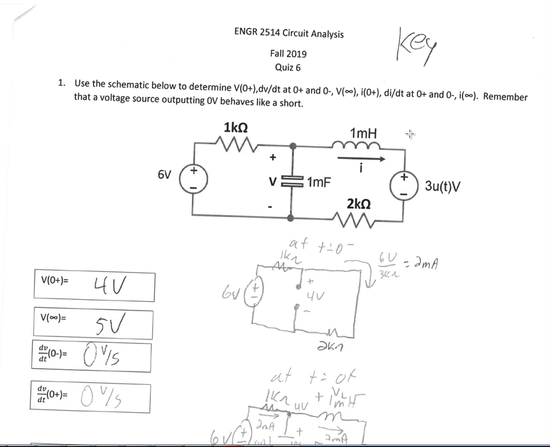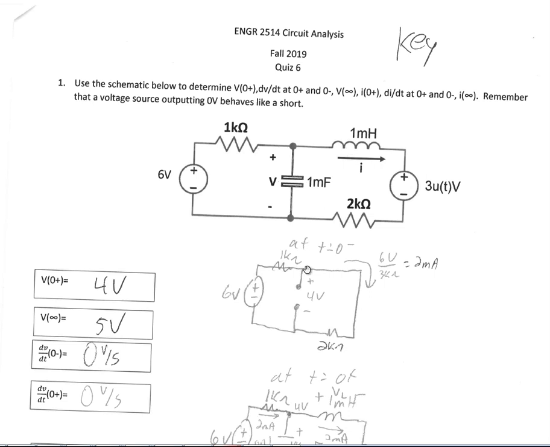So here's what we have. We have our 6-volt source, that stays on the whole time. We have our 1 kilo ohm resistor, that stays. Our 2 kilo ohm resistor, that stays. And we know at DC steady state, which is where we will be at t equals 0 minus, this capacitor behaves like an open circuit, the inductor behaves like a short. So that's what we have right here.